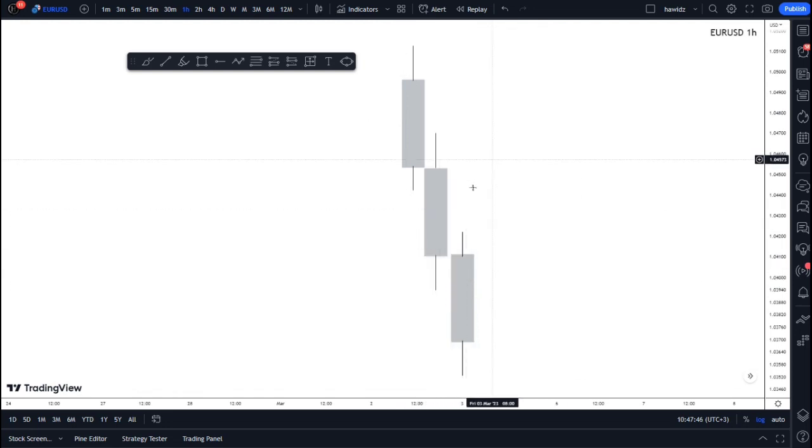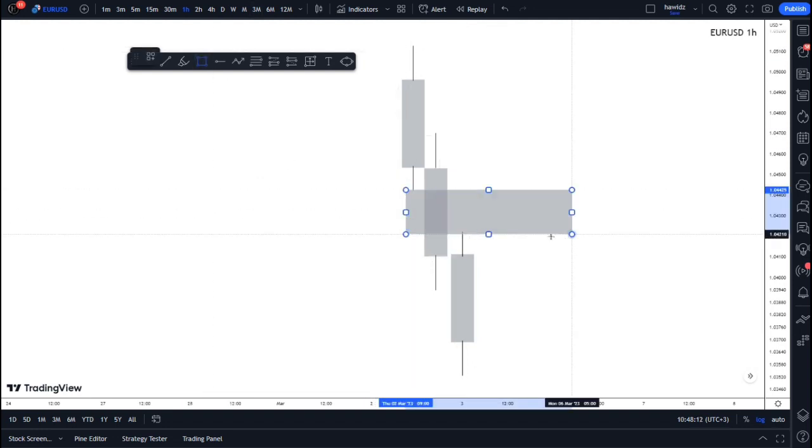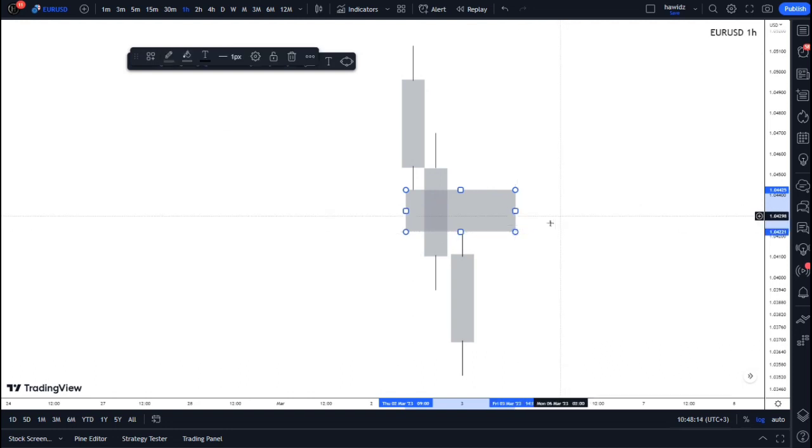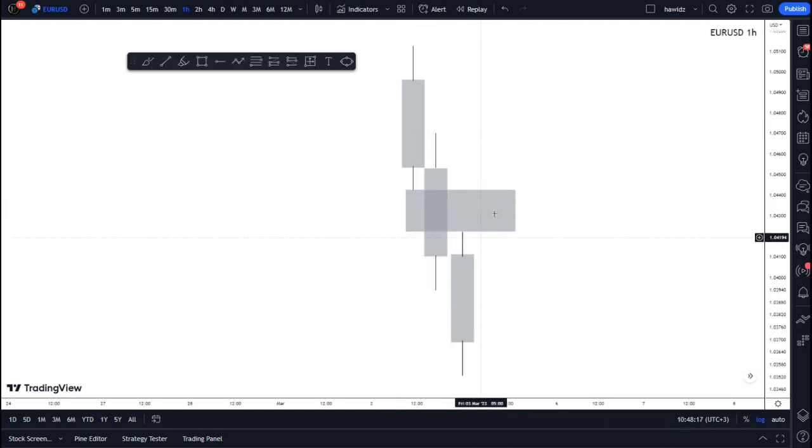Now, a fair value gap is that space left behind when the wick of this first candle, this wick here, and the wick of the third candle, this one here, don't meet. This candle here and this candle here, this space left behind in here. So we could just draw a box here. There, this is the space left behind.